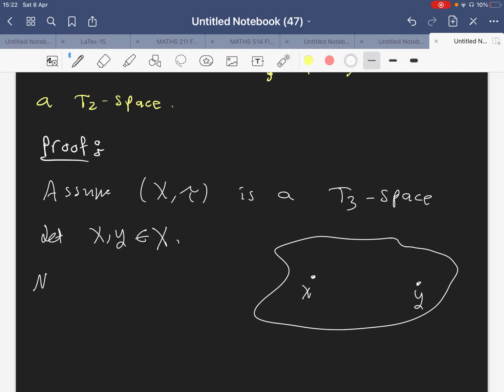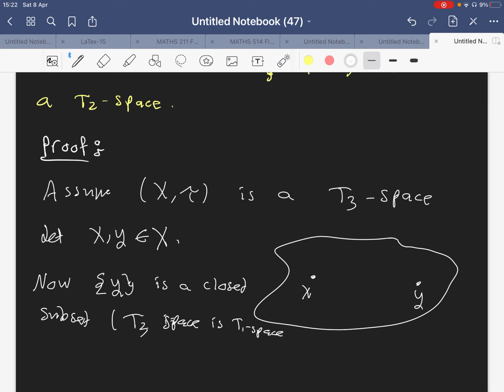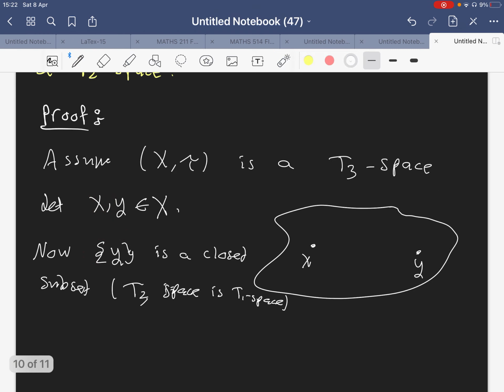How do we separate them? What do we know about the singleton Y? We know that the singleton Y is a closed subset. And the reason why is that a T3 space is a T1 space. Remember, we said it's a regular T1 space, and that's what we really needed. Okay, so what did we get? We got a point X and a closed subset. So directly, we have the following.